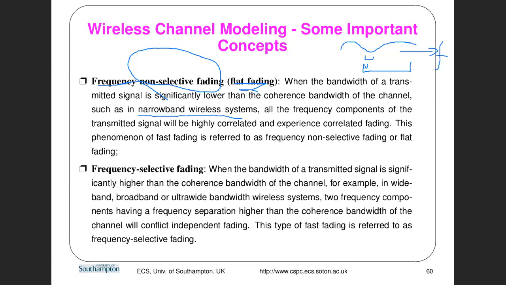When this happens, the fading is called frequency selective fading, and the system is called a wideband system. When it gets even worse, it becomes a broadband or even ultra wideband system. But in general, nowadays, it's normally either narrow band or wide band. I did mention this in our first lecture.